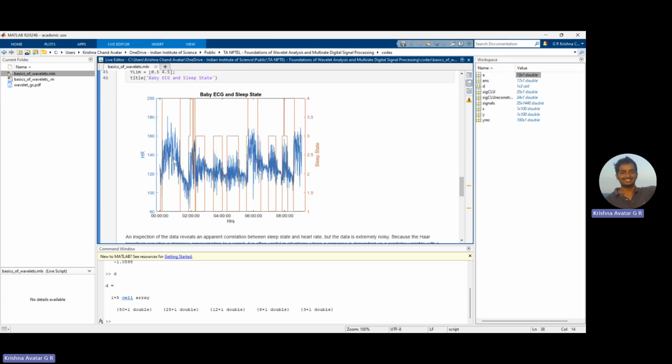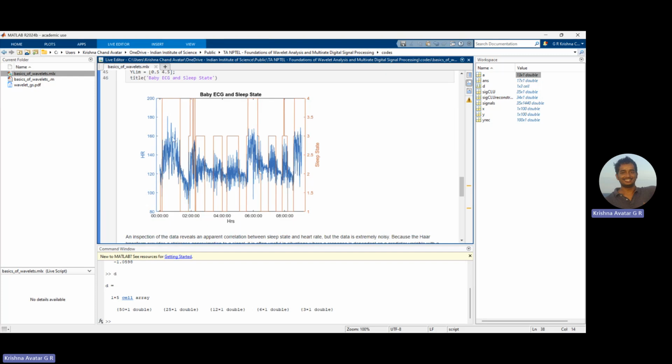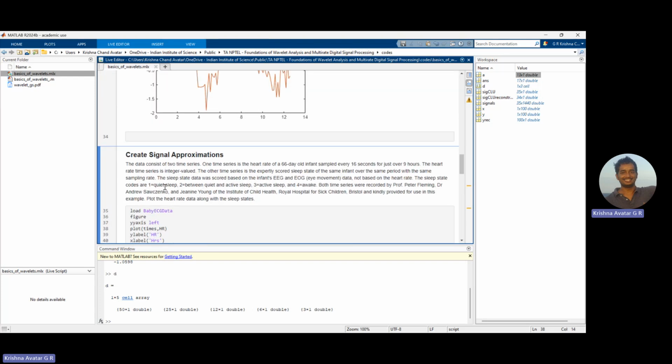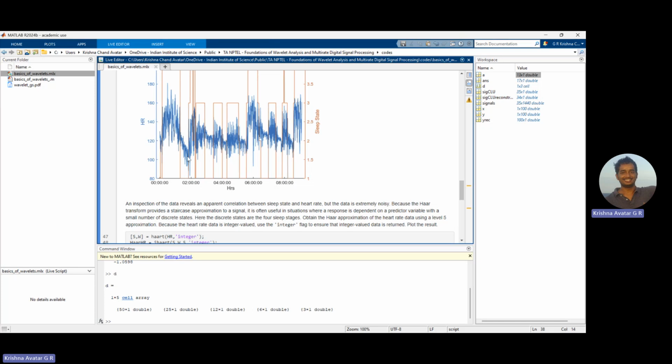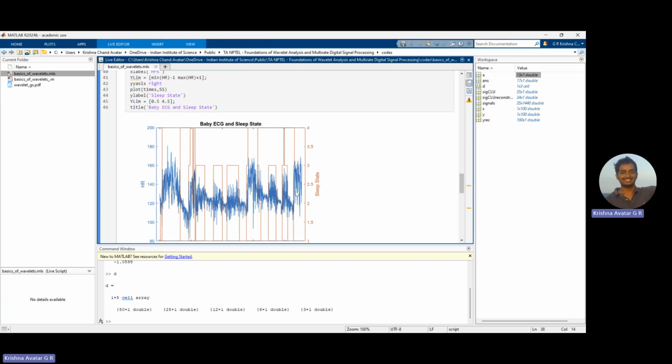In the region where the heart rate is very oscillatory in nature, we see 4, which is awake. So heart rate is very high when the child is awake. It seems to be correlated. As heartbeat falls, which means the child is in deep sleep or quiet sleep, the heart rate becomes very low, and likewise. So we see that such patterns are visible here, and they are very much correlated.